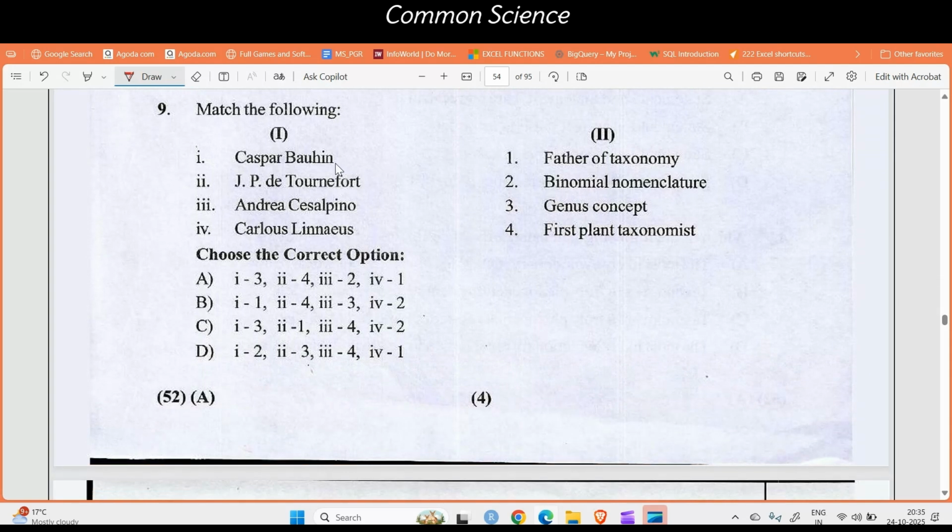Okay. Question number 9: match the following. Caspar Bauhin. It's a repetitive question because this was also asked in the plus 3 exam in 2023. Caspar Bauhin introduced binomial nomenclature. So it's a repetitive question. J.P. de Tournefort gave us the concept of genus. Andrea Cesalpino is the first plant taxonomist, and Carolus Linnaeus is the father of taxonomy. So Caspar Bauhin, second. One matches with second in option D.